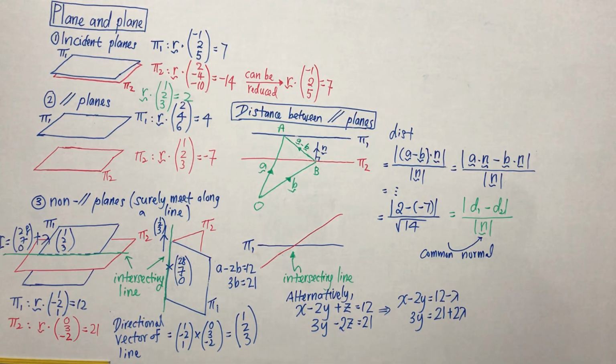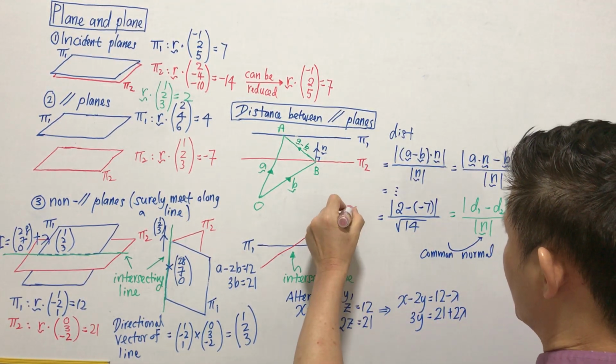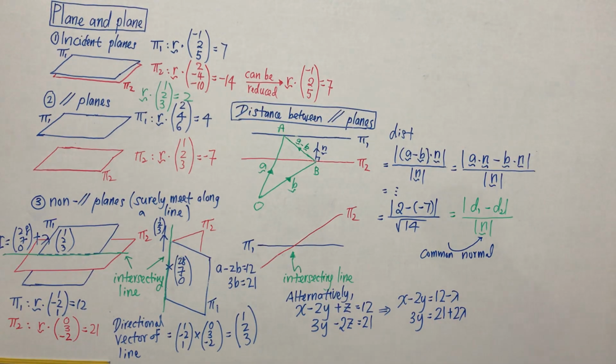There is yet another approach to finding the intersecting line between two planes. How do you go about doing it in a second way? In the second way, you rewrite this equation as Cartesian, and then you just put z as lambda. Then you move this to the right-hand side, and you now have equations in x and y: this equation 1, this equation 2, having replaced z with lambda.